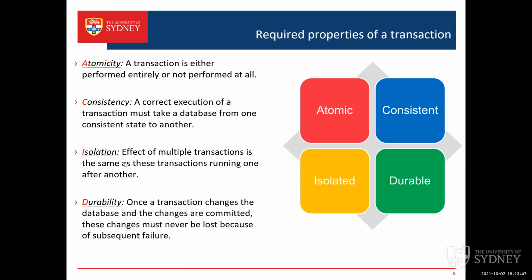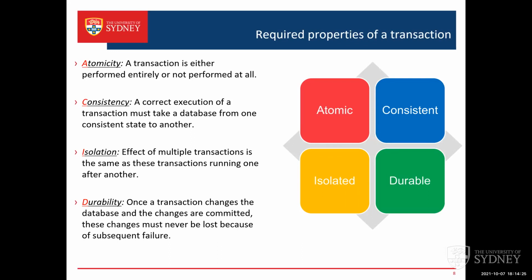The last one is durability. Durability simply means when a transaction is done and all the changes are committed. Committed simply means we have saved everything. Then those changes must never be lost because of any subsequent failure. If we save something, in database terms the term is commit. So if we commit something, after that, even if the system fails, everything should be there. So that is what durability means. We need to make sure that all the things are there as they are. So these are the four properties.